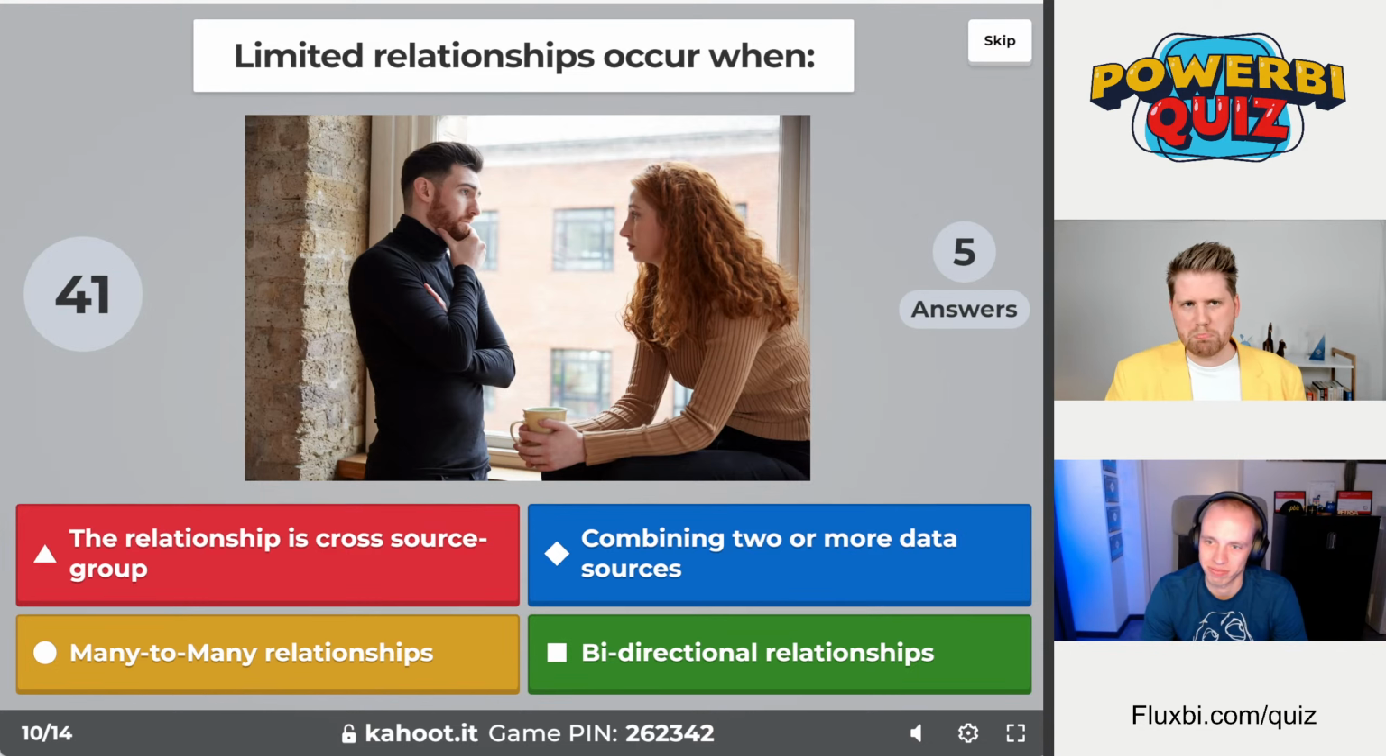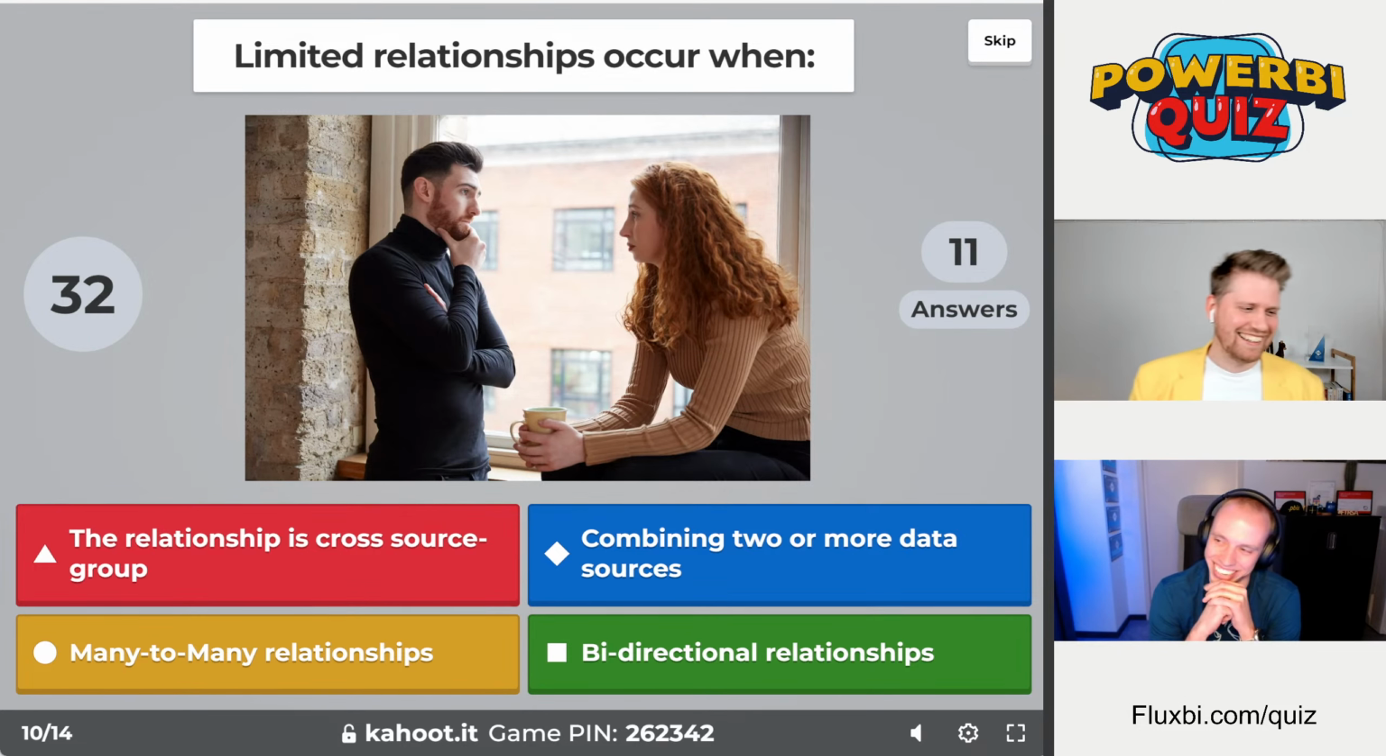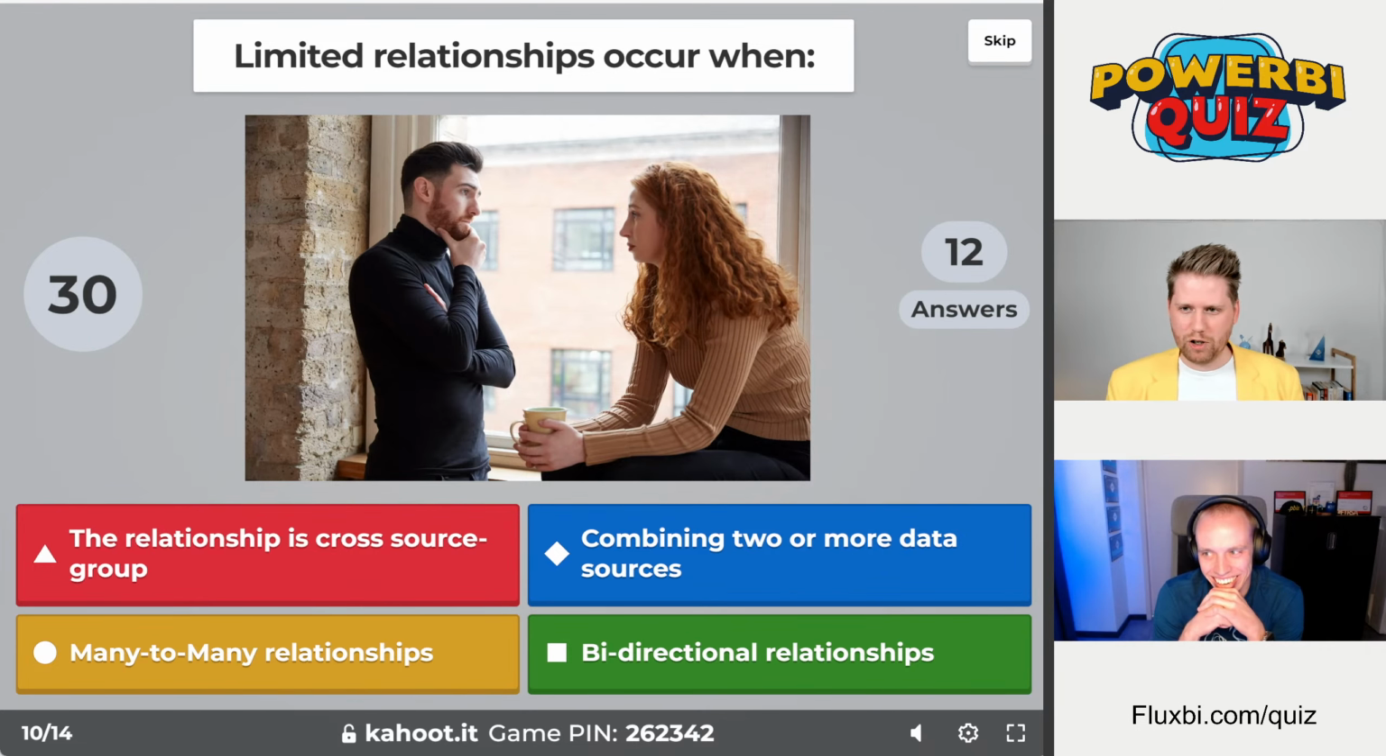It's a multi-select again. Limited relationships also occur when the relationship is cross-source. It's a cross-source group combining 2 or more sources, many-to-many relationships, or bidirectional relationships.